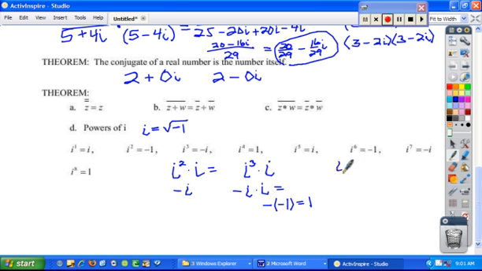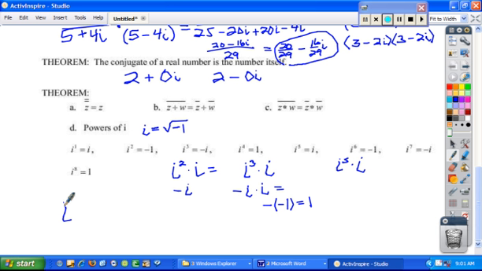You can repeat this process. i to the sixth would be i to the fifth times i. Well, we already know i to the fifth is i. Times another i, you get i squared, and the pattern repeats. So any power of i can be rewritten as either i, negative 1, negative i, or positive 1, any power of i.